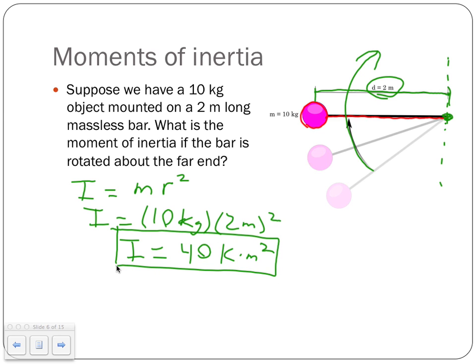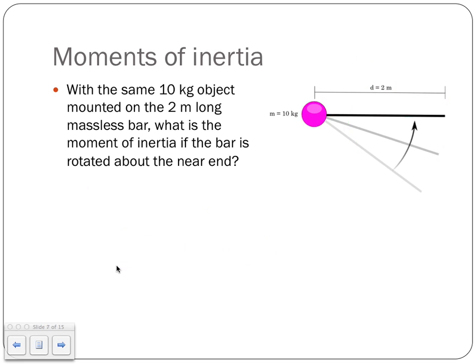All right, so that would be what it would be if it's rotated at the far end. But let's suppose that we take the same object, but this time we rotate it not around the far end, the one that doesn't have the ball on it, but we rotate it about this point right here. And so now we're rotating this rod around like that.